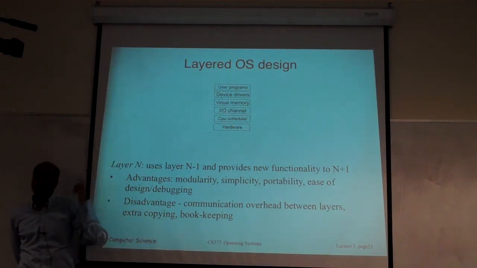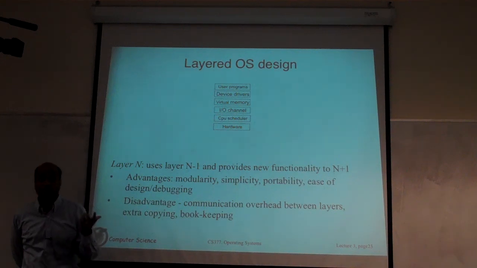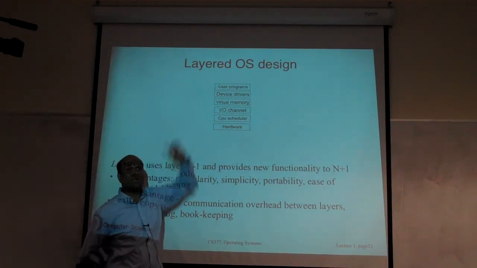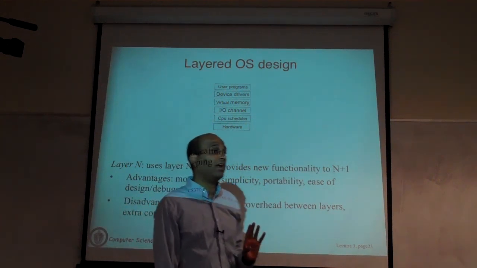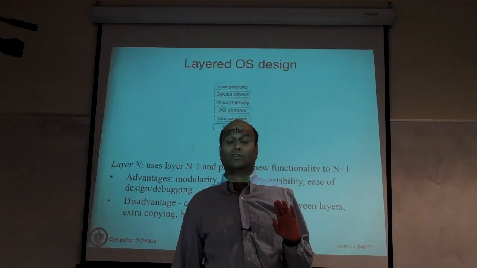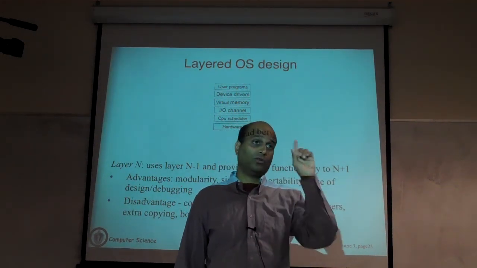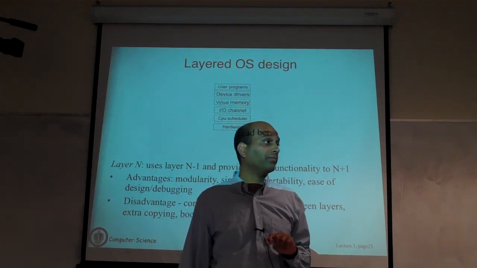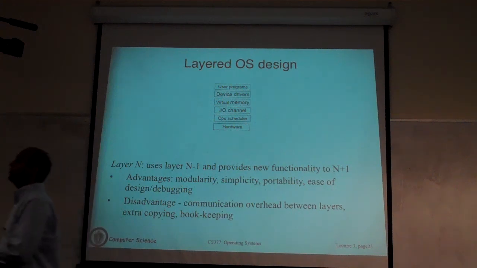Any layer in this picture can only talk to 2 other layers. The layer immediately below it, and the layer immediately above it. Okay? You can never directly in a layer design jump layers. Layer I can never invoke a function at layer I plus 2 or I minus 2. You can only talk to the functions below you, and the layer above you can invoke your function. So this somehow constrains which components can talk to which other component.